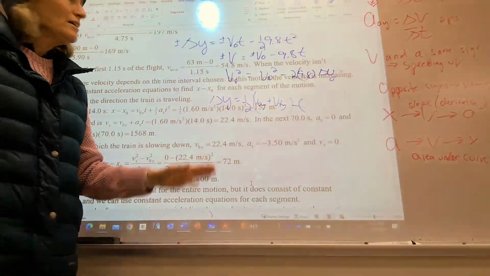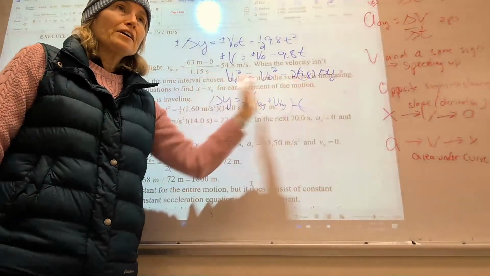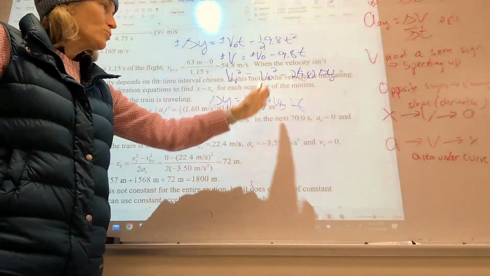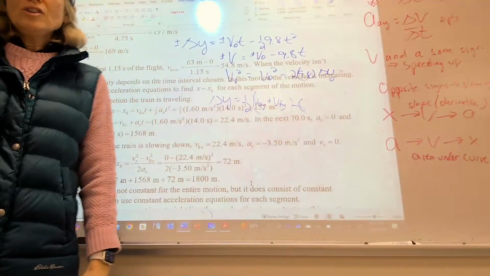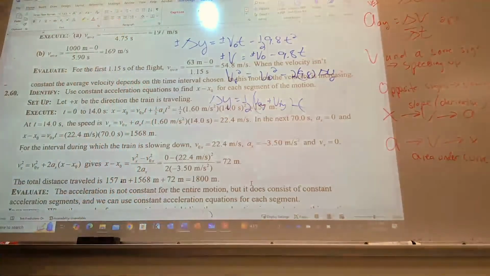Okay, so again, this is a trapezoid. You're getting the area under the curve. 1/2 base 1 plus base 2 times the height. The height is t. These are the bases of the trapezoid. You would have learned your trapezoids in geometry, right?